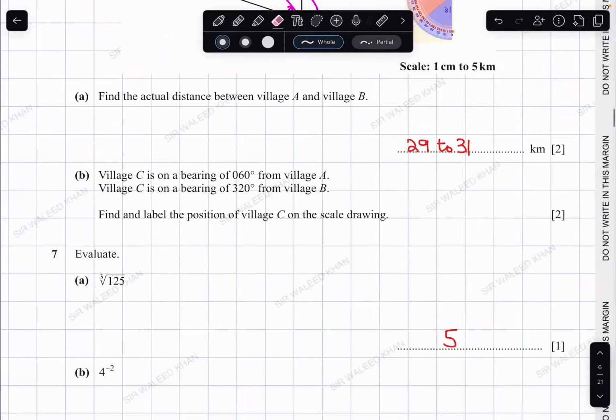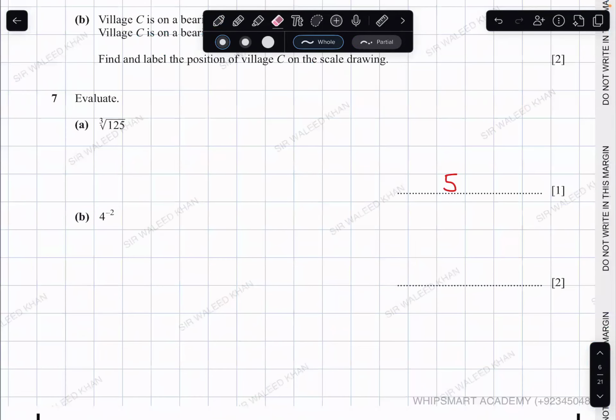Now, this one, 10 to the power of 4 squared. If the power is negative, you take the reciprocal of the base term and it becomes positive. So 1 over 60. Law of indices.